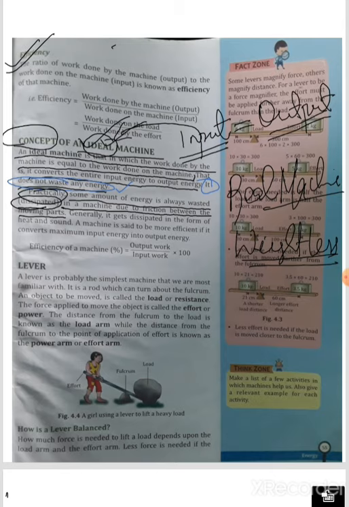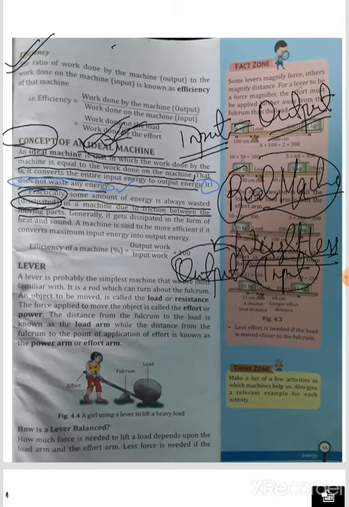So practically we have only real machines, and in a real machine you should remember that output energy is always less than input energy. So the more amount of input that you have given to the machine is always greater than the output that you are getting from the machine. Or in simple language you can say that work done by the machine is always less than the work done on the machine. So there are no machines which are perfectly ideal.